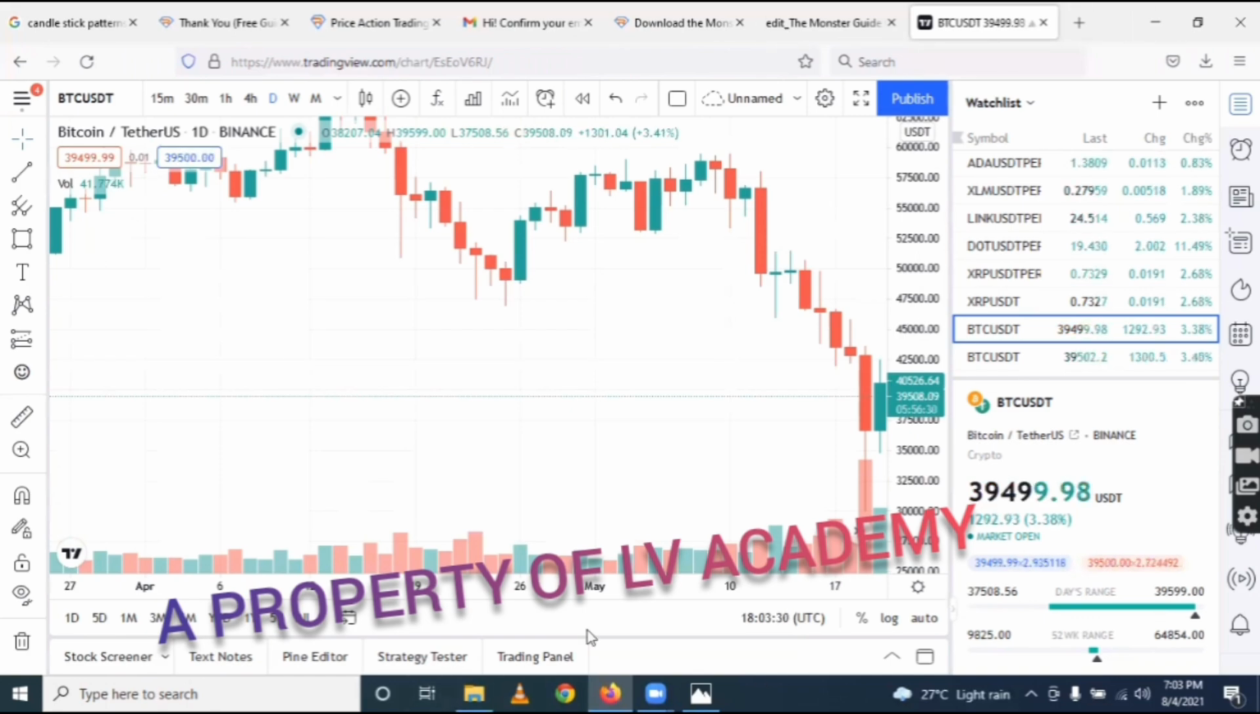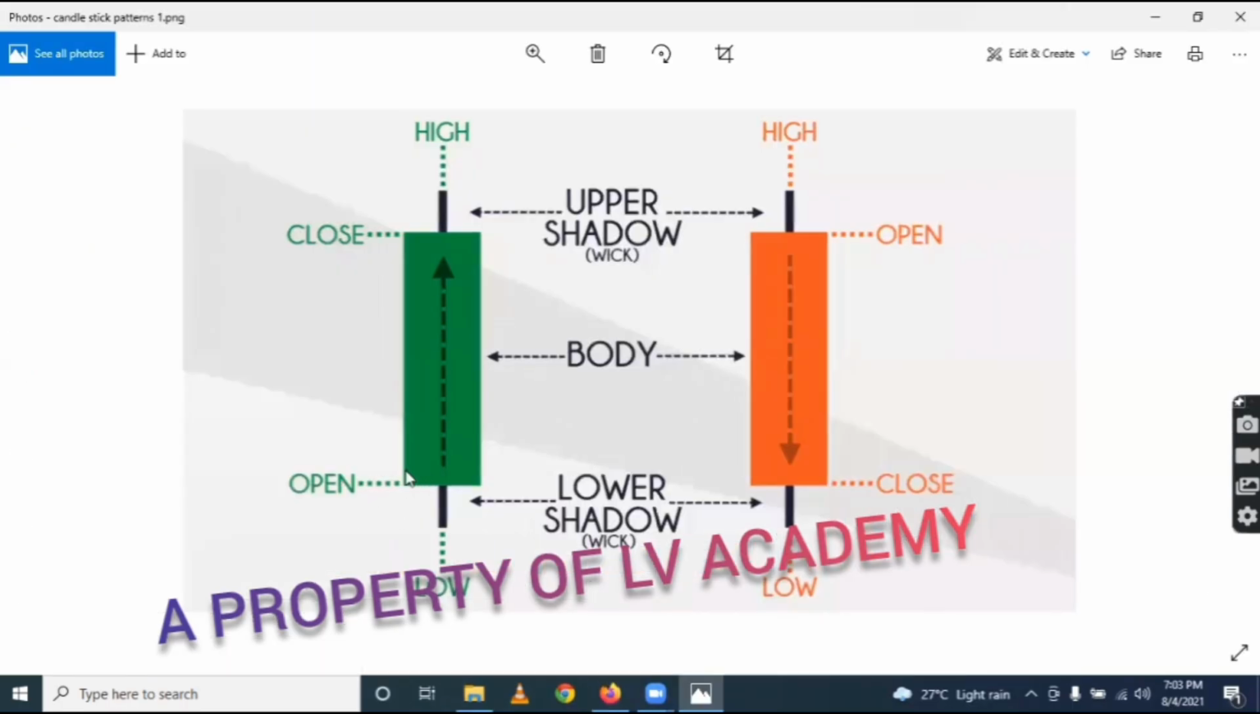And the candlestick is formed via the following. As you can see, we have the opening price, this is the opening price here. This is the closing price. We have bullish and bearish. This is the opening price for the bearish, and this is the closing price for the bearish. The opening price is where the candlestick starts from, or where the movement starts from.